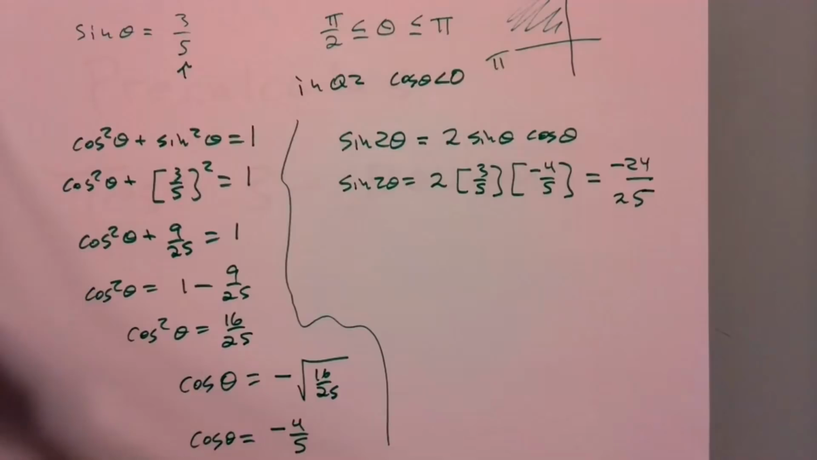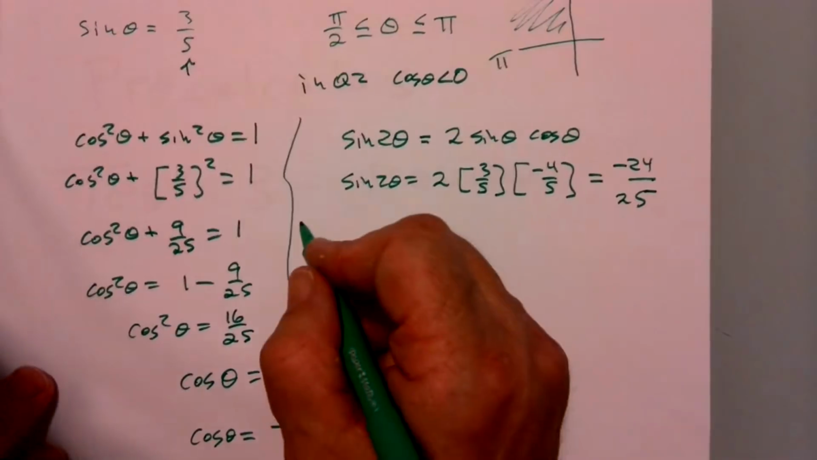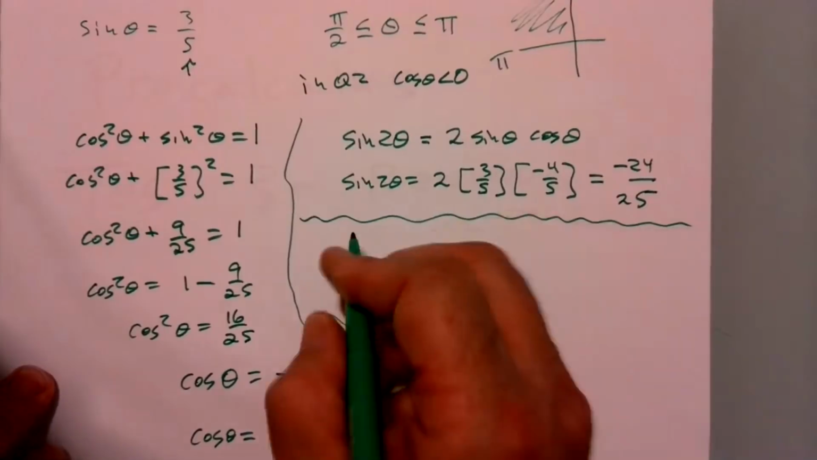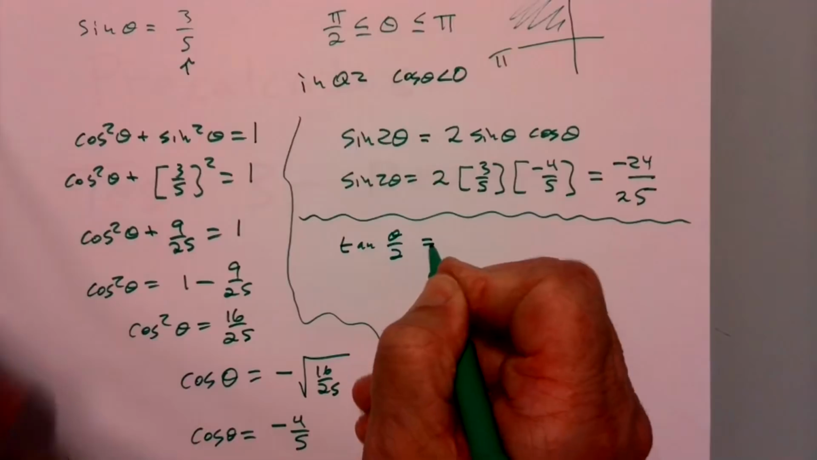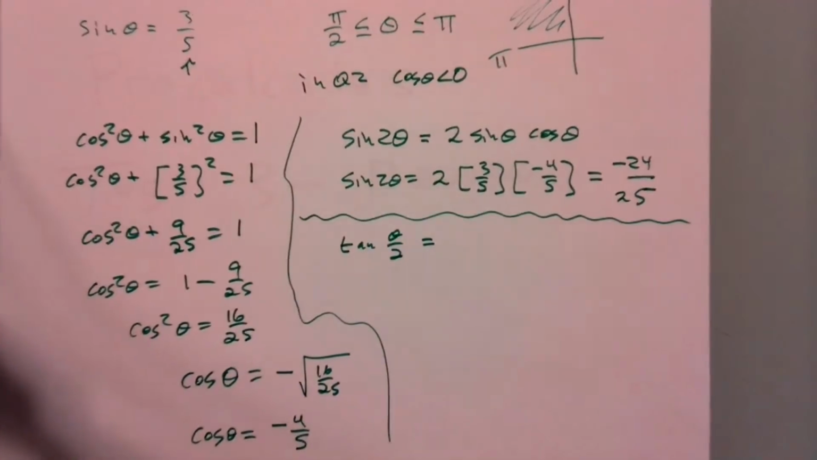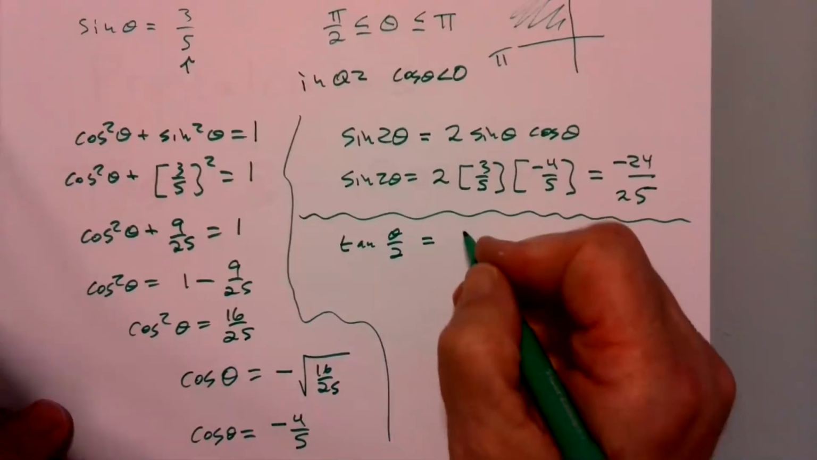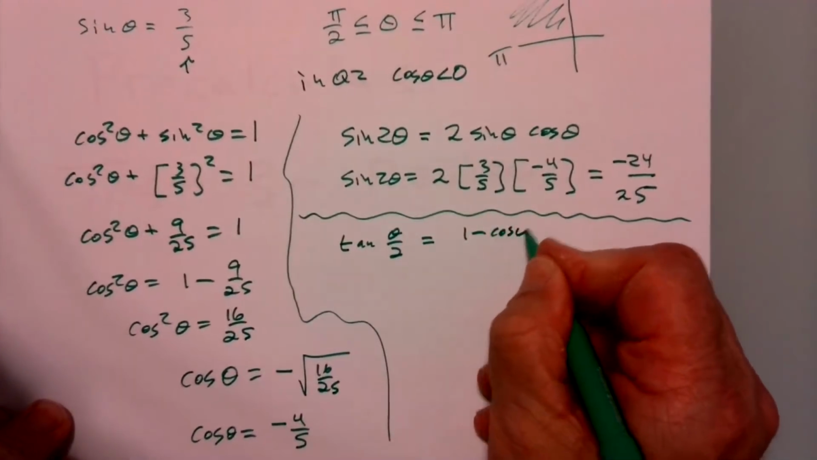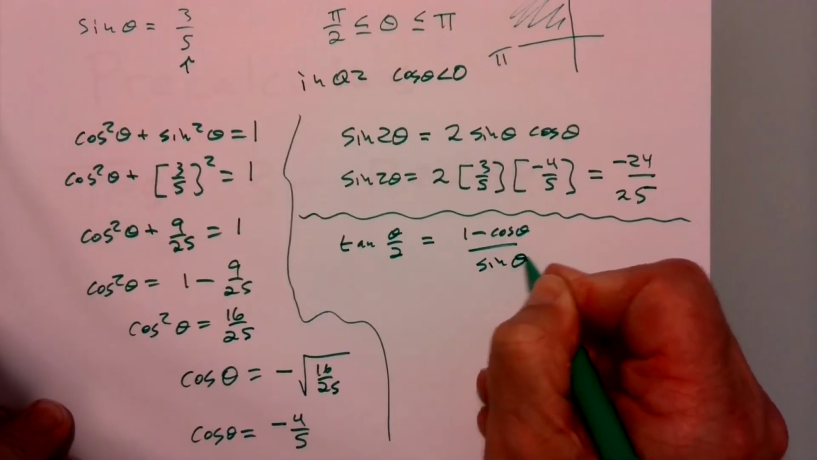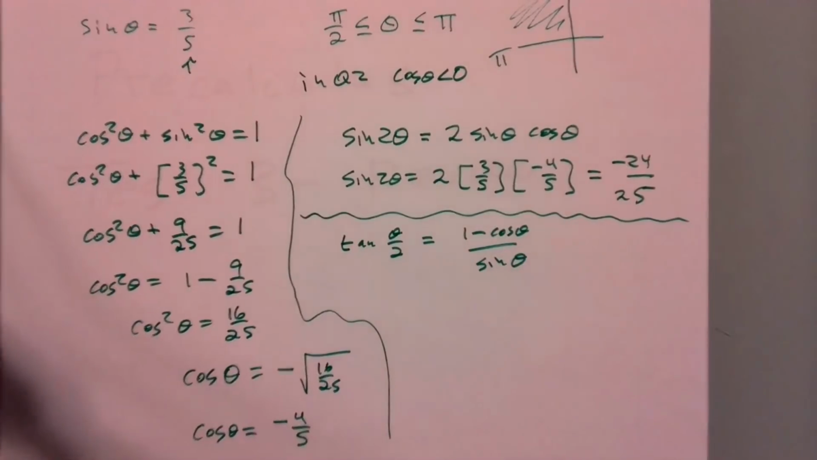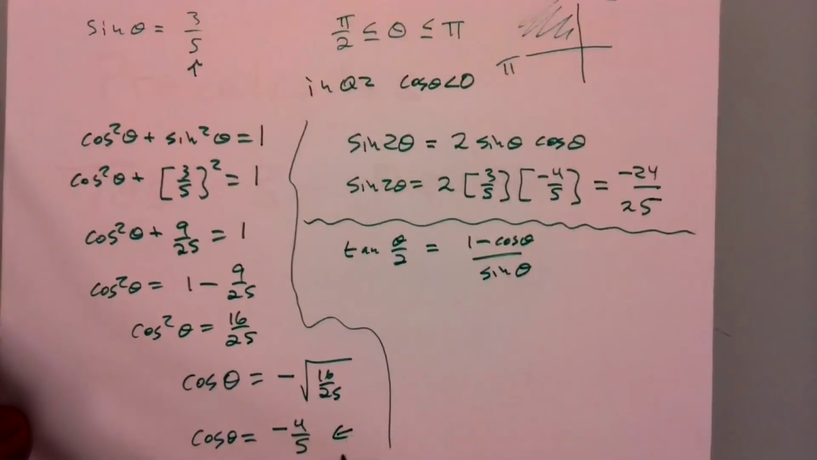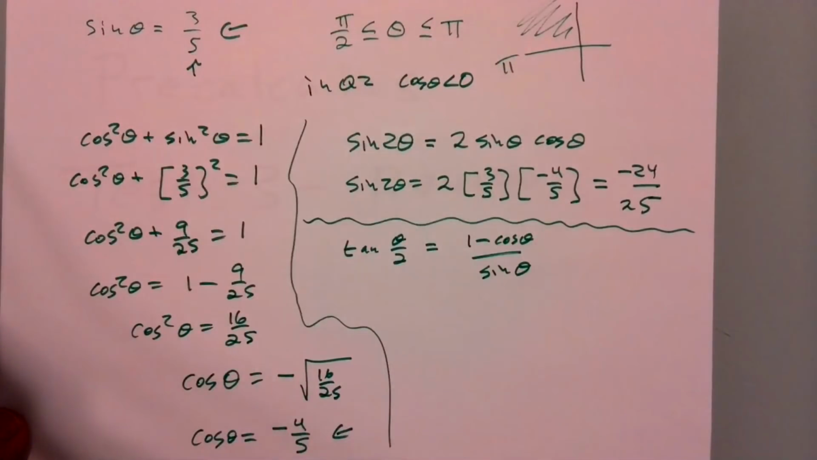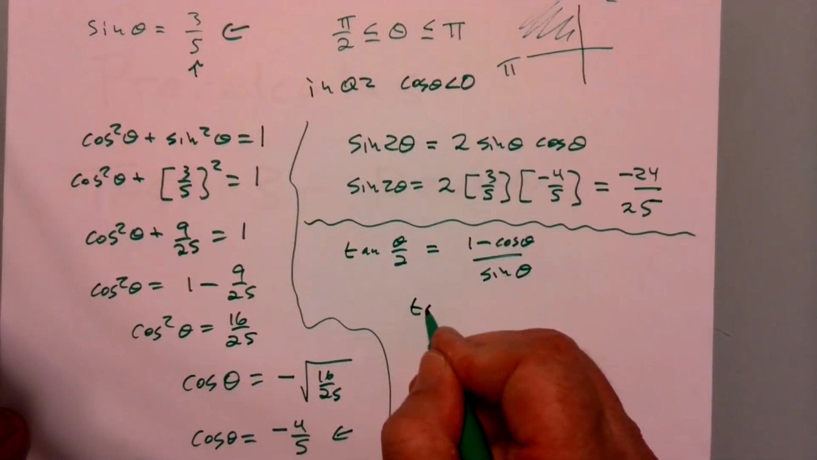And then the third part of our question is going to be to find tangent of theta over 2. There are several different formulas you can use for tangent theta over 2. I'm going to choose to use 1 minus cos theta over sine theta. So again, we know what cos theta is. Cos theta is here. We know what sine theta is. Sine theta is there. So that's enough for us to finish this problem.